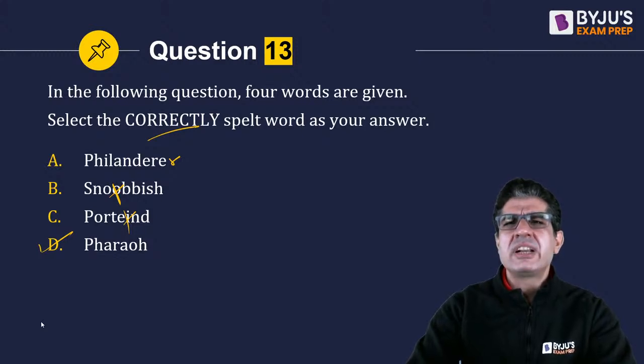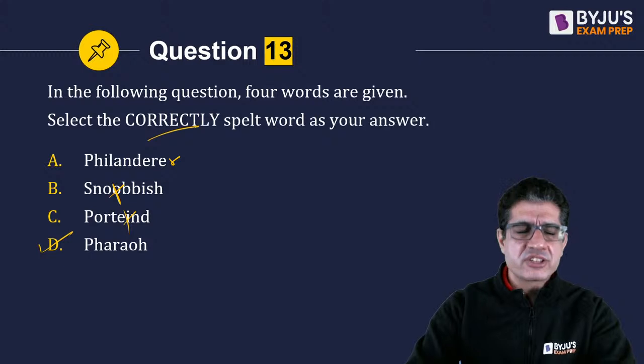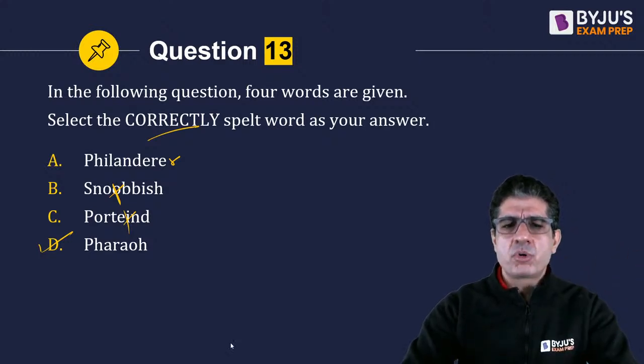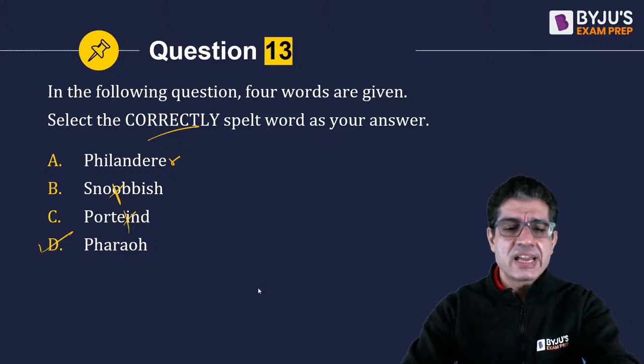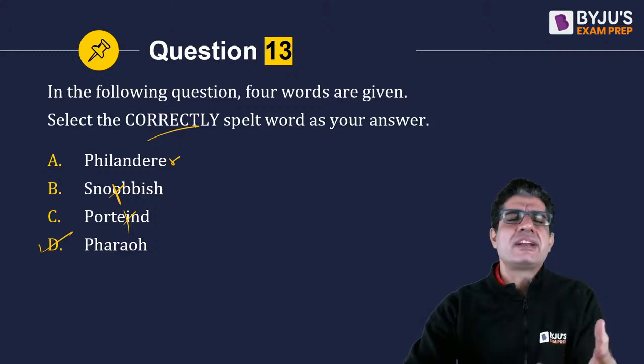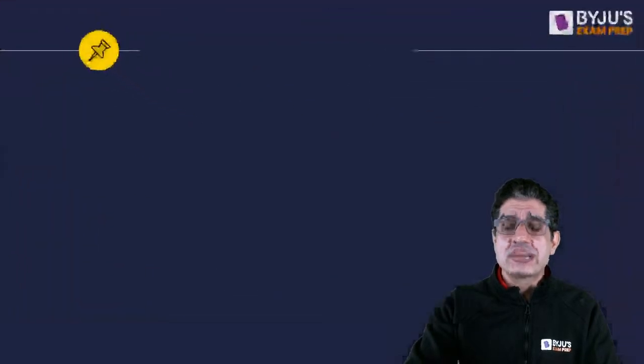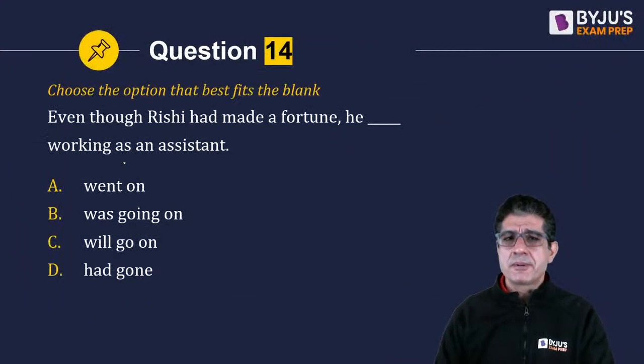Philanderer is a man who readily gets into casual sexual relationships with women, a playboy. Snobbish, snob, arrogant. Portend is a sign or a warning that something bad is likely to happen. Pharaoh is a title given to the kings in ancient Egypt. Most of us thankfully know that through the movies that we've watched. And with that, let me take you over to question number 14.